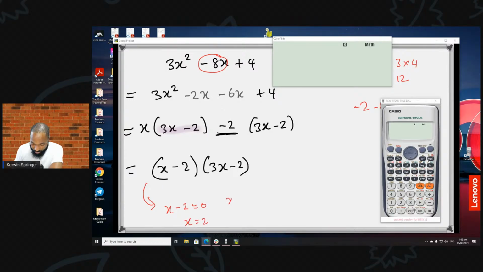And 3x minus 2 is equal to 0. And when you solve that, you'll get x is equal to 2/3. The calculator can give you these two answers straight up.